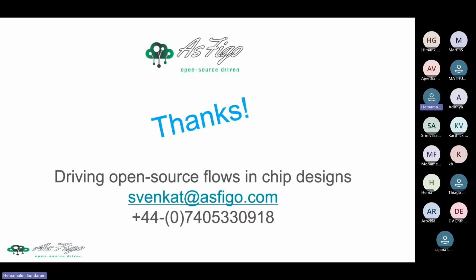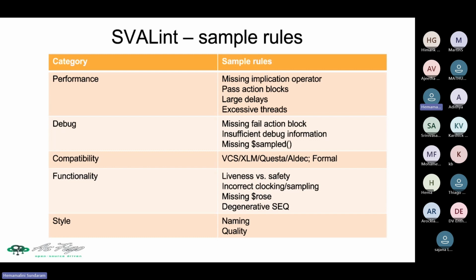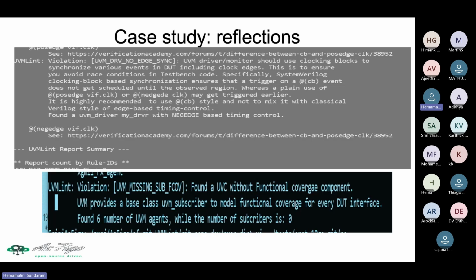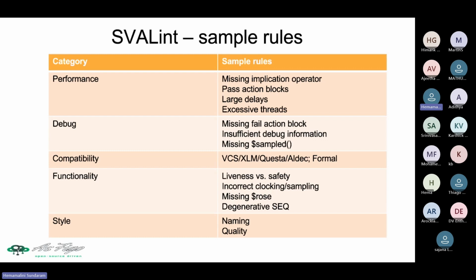These are some of the things we have worked on, examples, and this is a short set of what we wanted to present here. Some of the UVM lint rules and the SVA lint rules, and many of them could be found on GitHub.